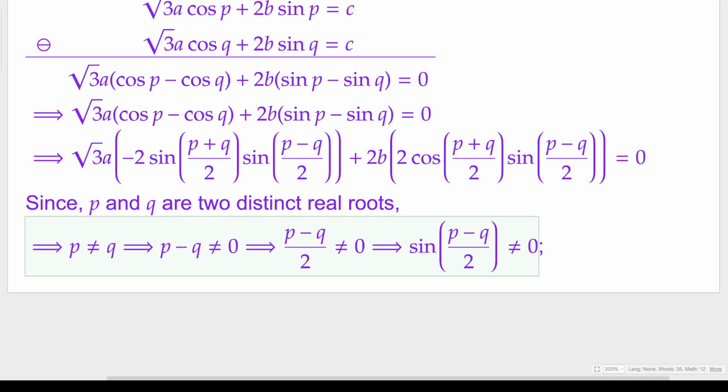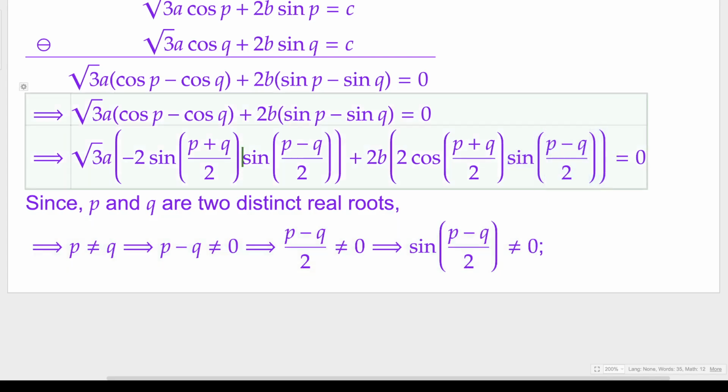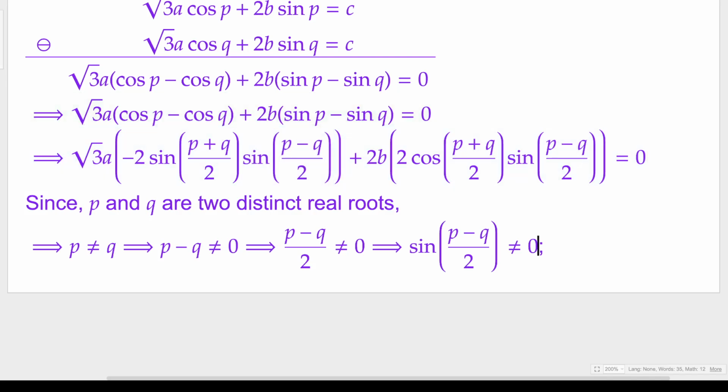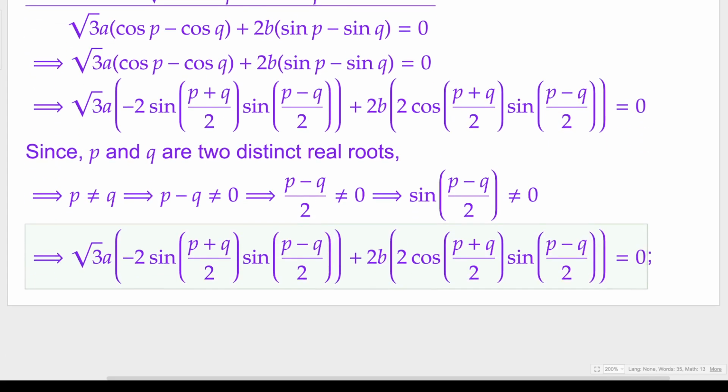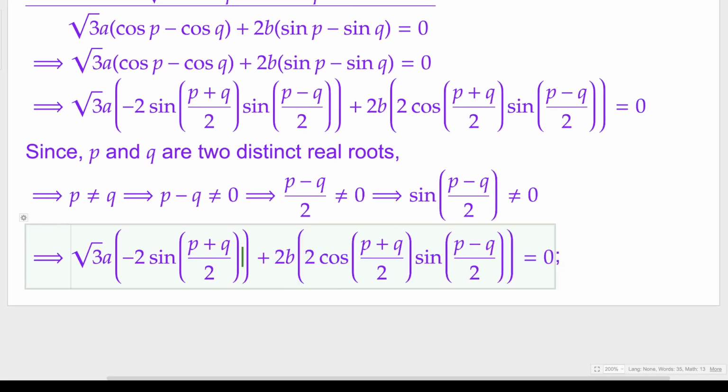So if you observe, this sine of p minus q over 2 is a common factor here, so I can take this common factor and divide it on both sides. I am able to do it because of the reason mentioned in the problem statement, that the roots p and q, which I have taken as alpha and beta, are not equal roots. Now proceeding further, I can take sine of p minus q over 2 as the common factor and cancel out these terms. Similarly, the 2 can be taken out and divided on both sides.